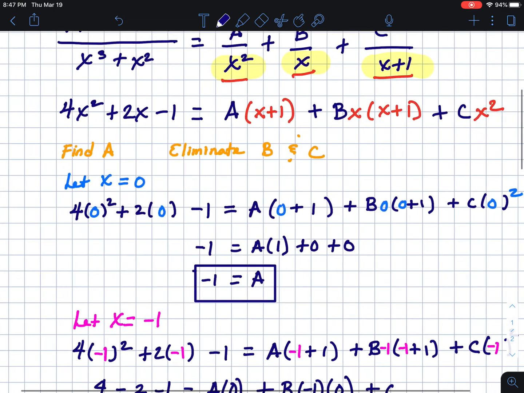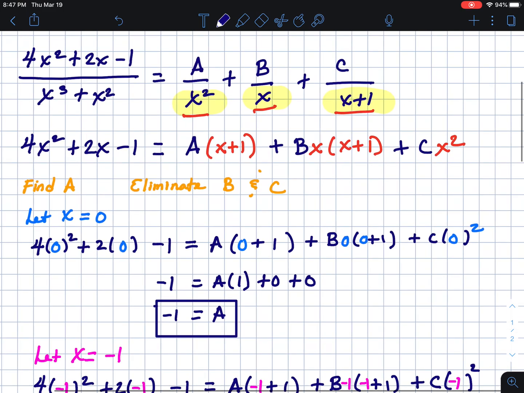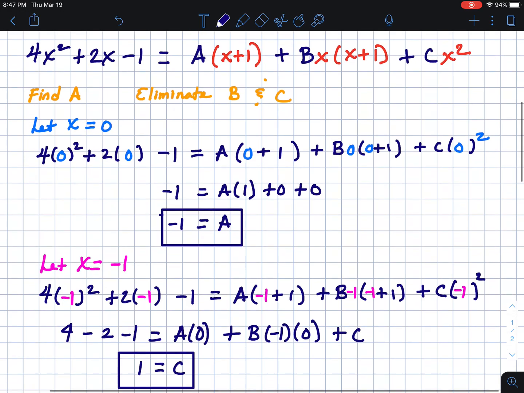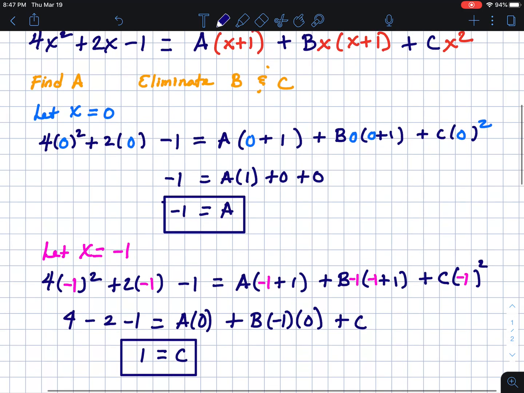Now the last one we need to find is b. If we look up here, if we plug in 0 already to eliminate c, we can't eliminate a. If we plug in -1, we eliminate both a and b. So we can't get b all by itself that way. So we're going to use the a and the c that we found, and then we'll solve from there.